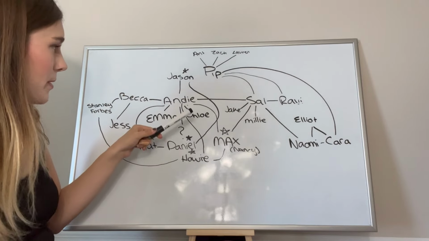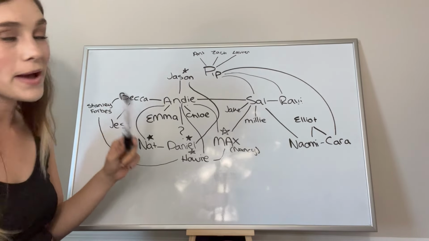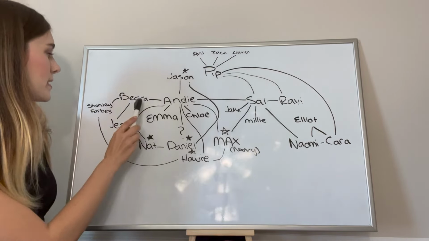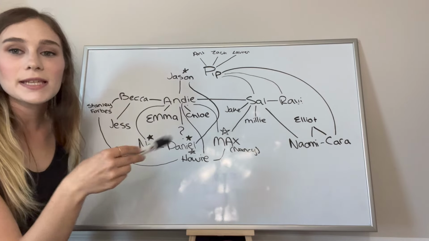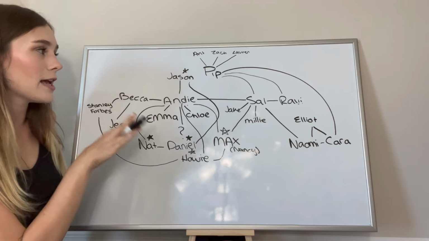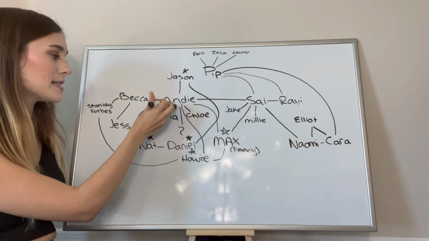So, Pip decides that she is going to go confront Becca about what happened. So she goes to visit Becca at her house, and Becca makes them tea, and then they start drinking it, and Becca tells her basically what happened the night that Andy disappeared.